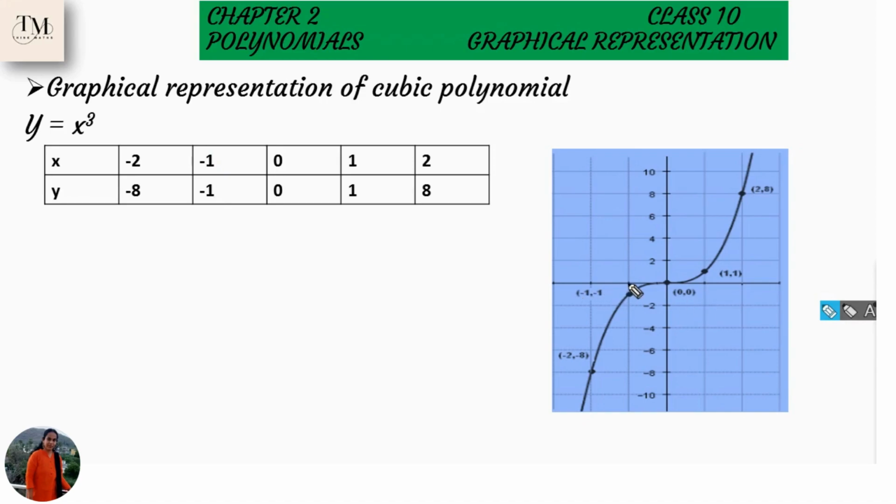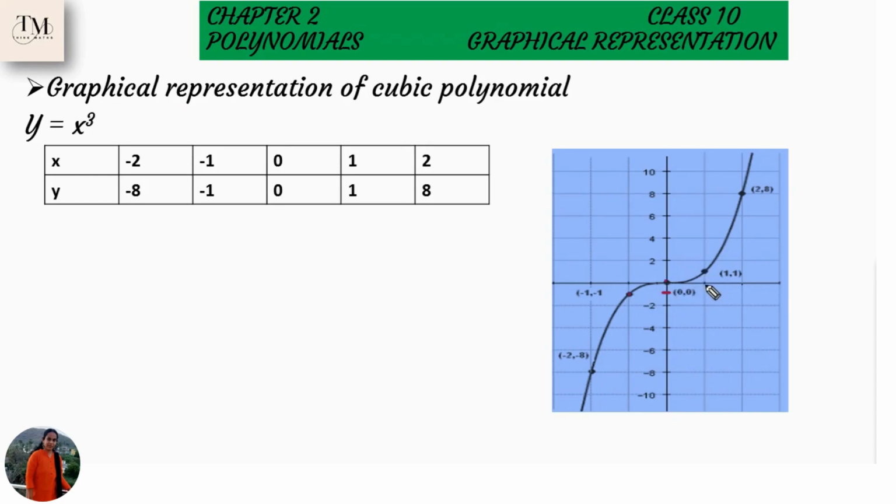Okay, so for x, minus 1 is here, and this is 0 and this is minus 2. So minus 1 will be in between. So this is minus 1. So minus 1 comma minus 1 will be this. Okay. Next is 0 comma 0, here.